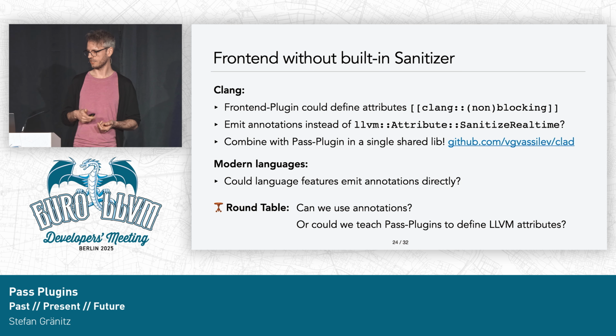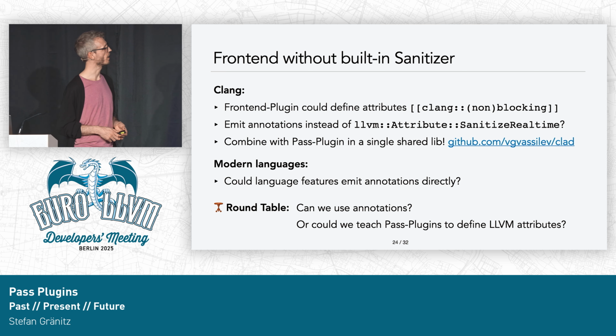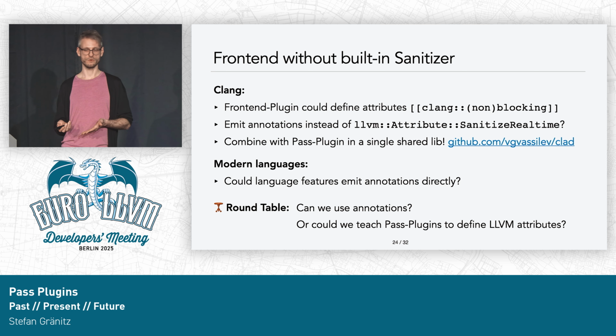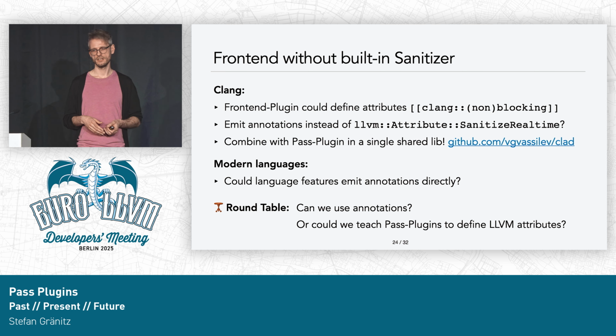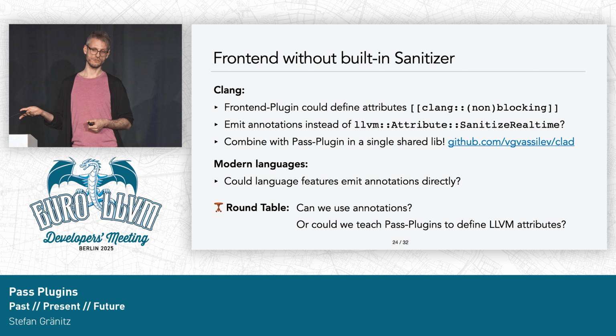So how would it be if we did not have the RealtimeSanitizer built in LLVM? Then we wouldn't have the built-in attributes in Clang either. Well, but we could replace them with a front-end plugin in Clang that is allowed to define Clang attributes. Perfect. That could fill in the blocking, non-blocking attributes. Well, if we don't have anything built in to translate that into, how can we replace the LLVM attributes then?